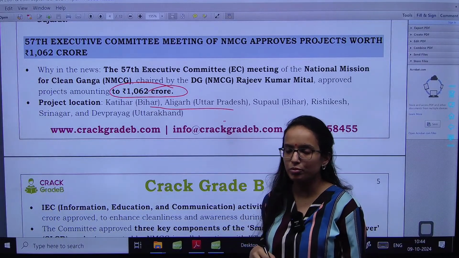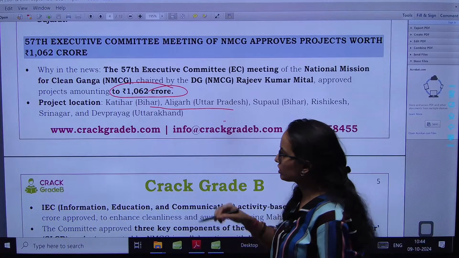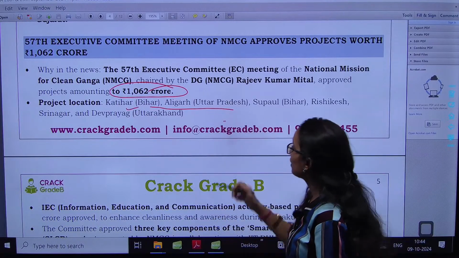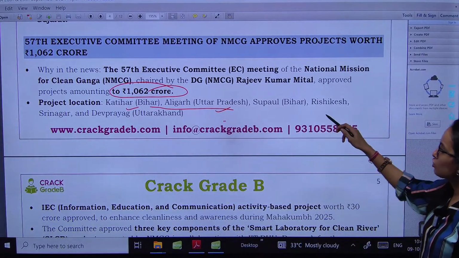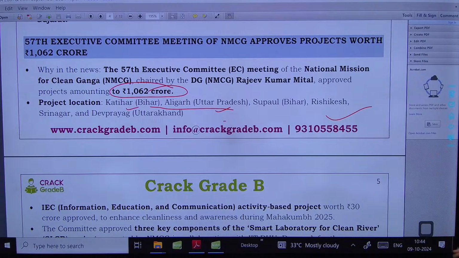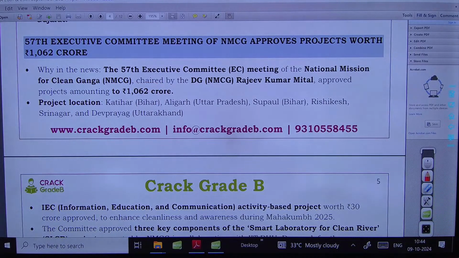Under the Clean Ganga program, project locations will be Katihar, Bihar, Aligarh, UP, Sopal, Bihar, then Rishikesh, Uttarakhand, Srinagar, and Devprayag, Uttarakhand. So these will be the project locations under Clean Ganga where the new projects of the 57th Executive Committee have been approved.